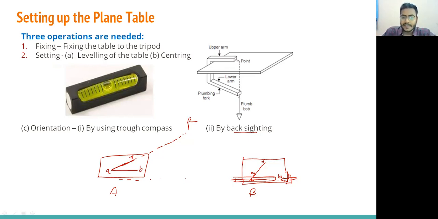Okay, so this is called back sighting. We are sighting from B back to A. This process of sighting B to A again is called back sighting.